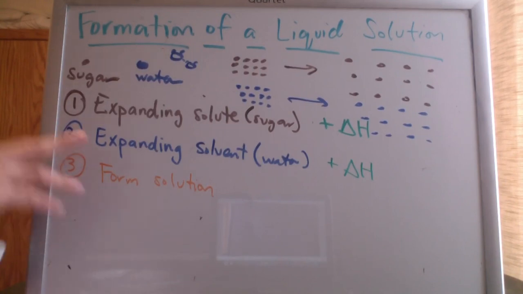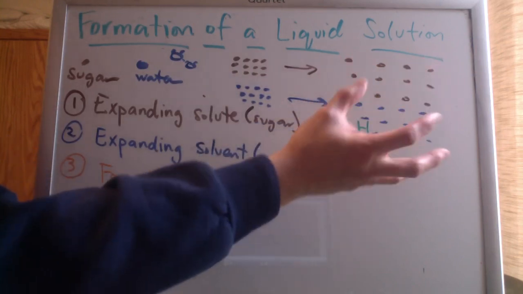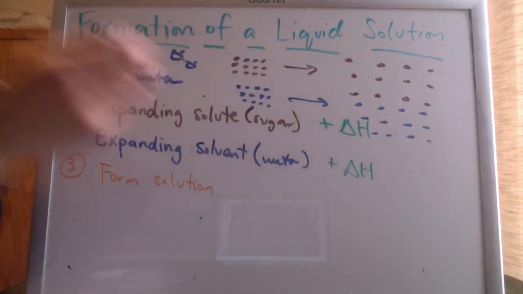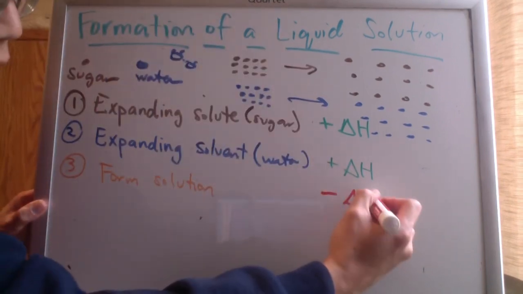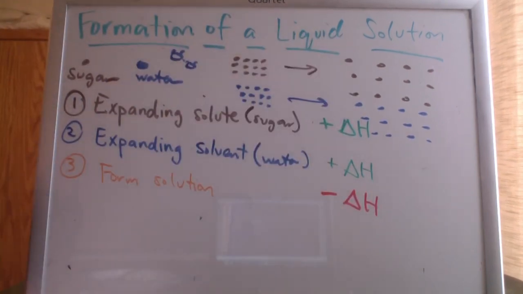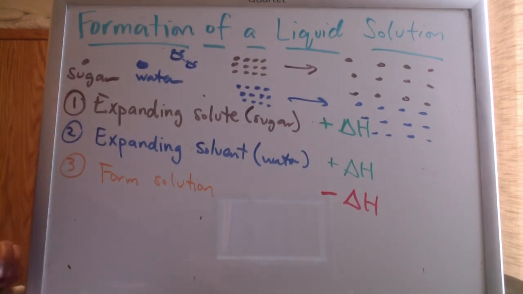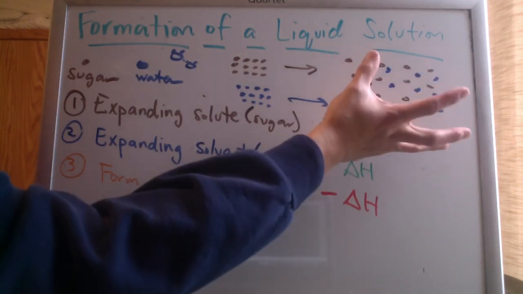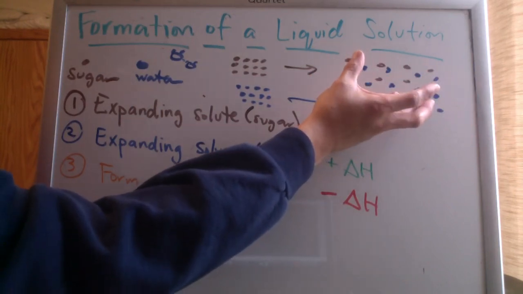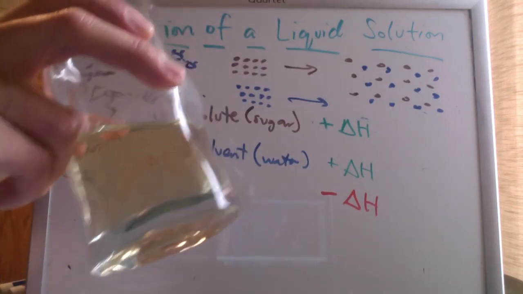Now, what we're going to do is form the solution. To form the solution, we're going to combine the solute and the solvent together. We're going to put them together, and then we're going to contract it. And in the process of doing so, energy should be released. So now, like magic, 1, 2, and 3. The particles got mixed together, and then they would actually go closer together, and then you would end up with your brown sugar water.